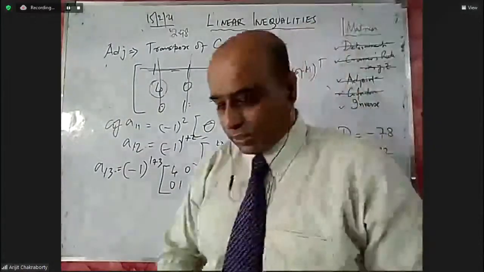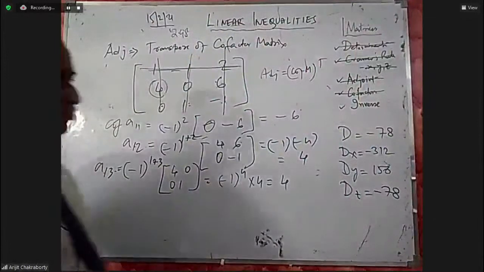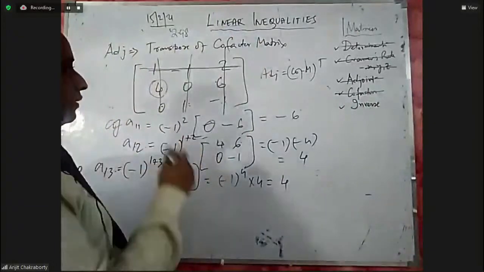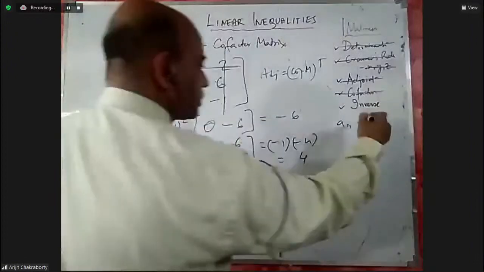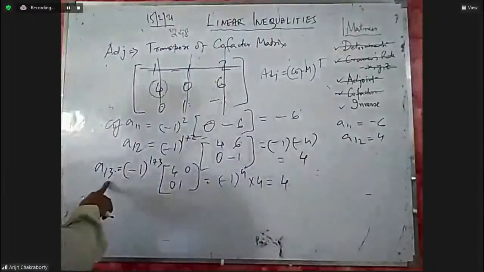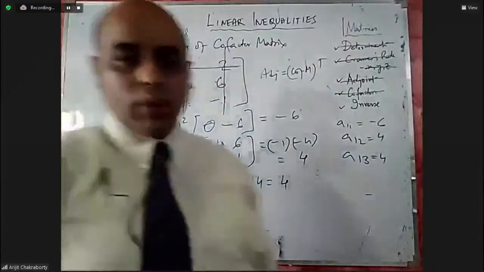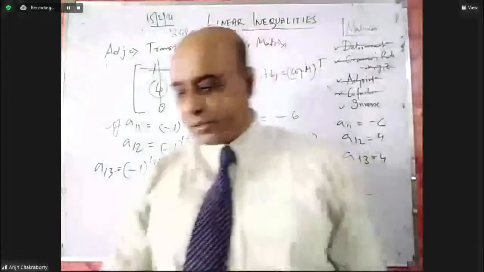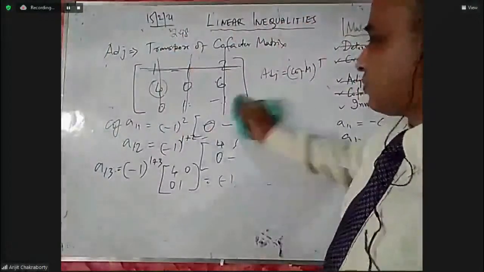Let me write it somewhere, otherwise I'll forget. I need to clear up the place for calculation, so let me rub out the last example here and use the space for writing. Cofactor A11 has come to minus 6. Cofactor A12 is 4. Cofactor A13 is also 4. Now we are left with A21, A22, A23, A31, A32, A33.